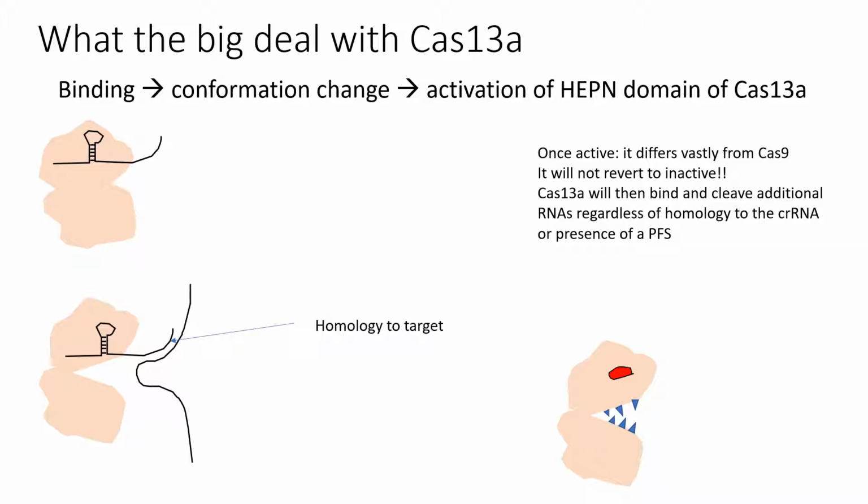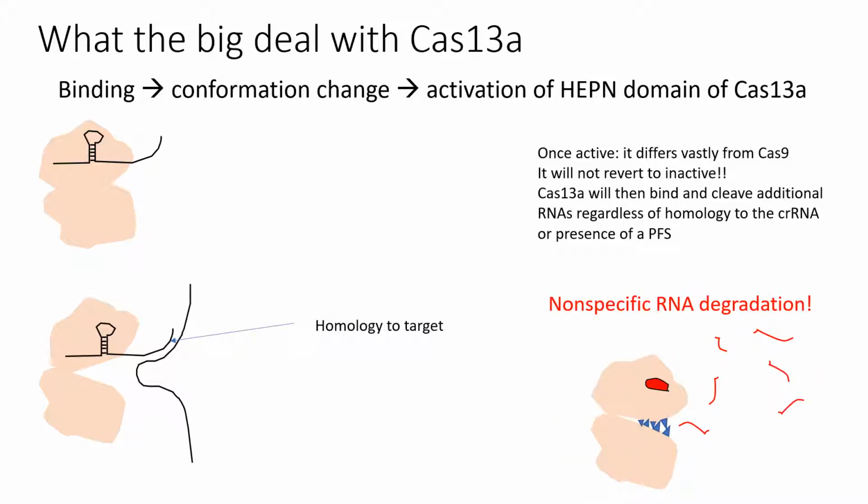And so this protein becomes almost like a monster protein. It just starts to destroy any and all RNA around it. You would have all this RNA coming through, and this protein will just destroy it all. And this is called nonspecific RNA degradation.